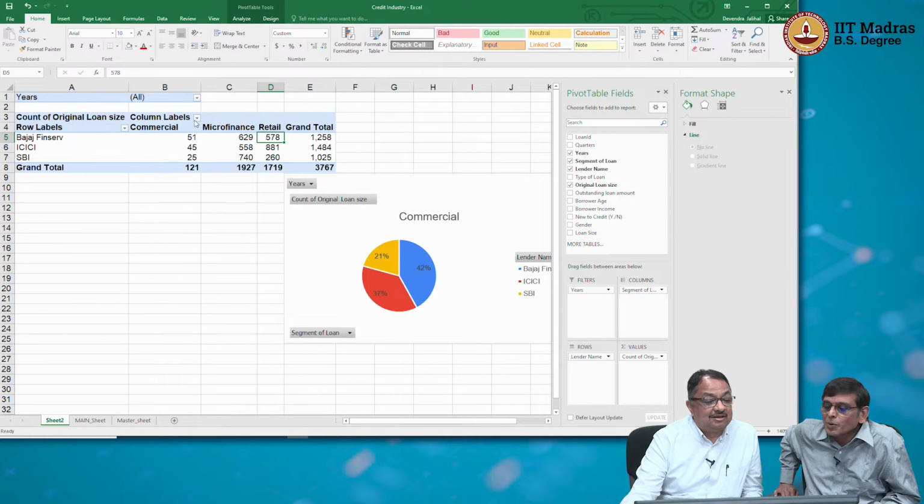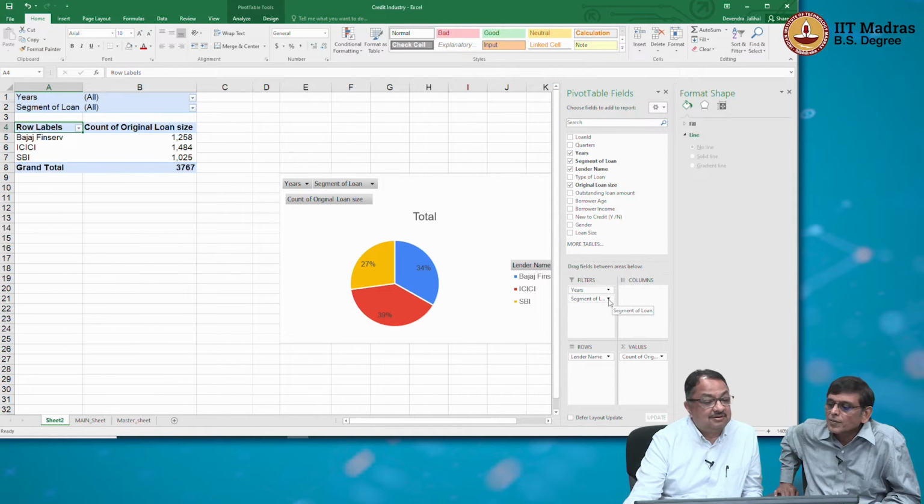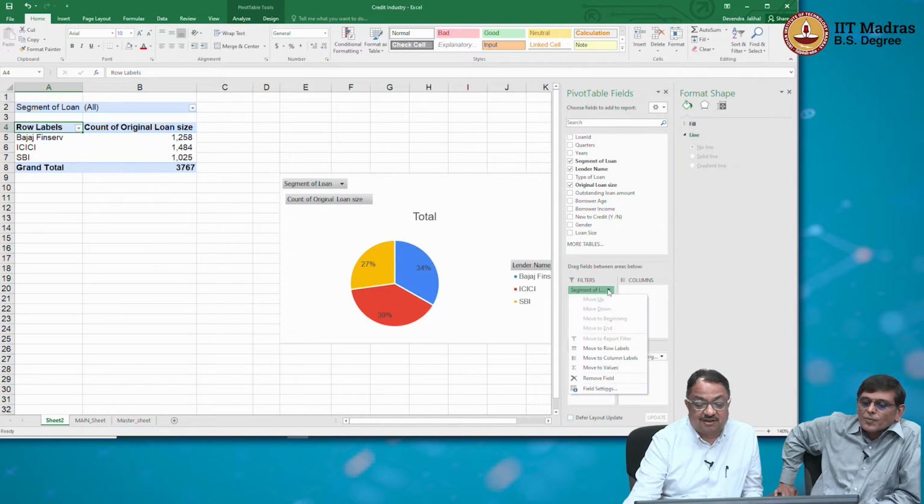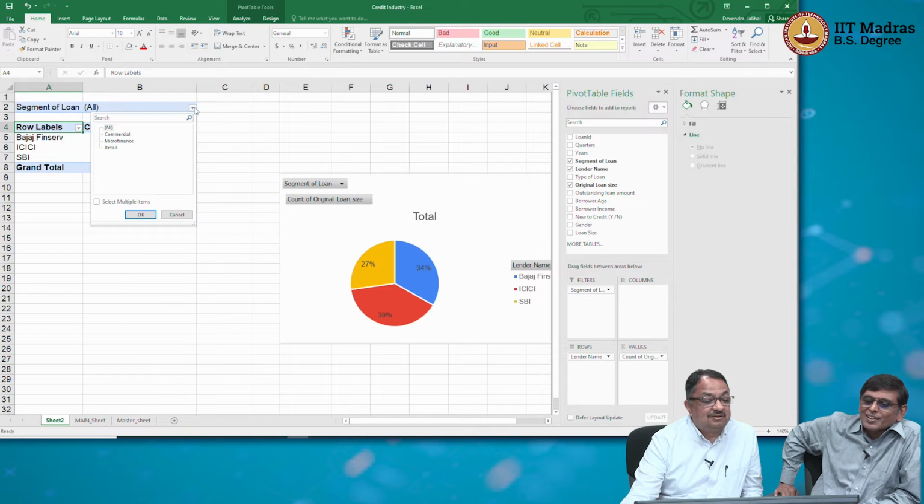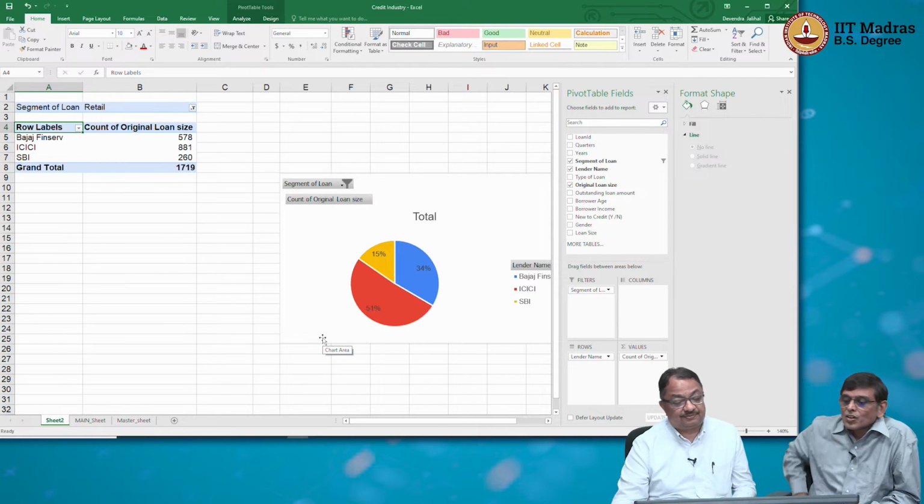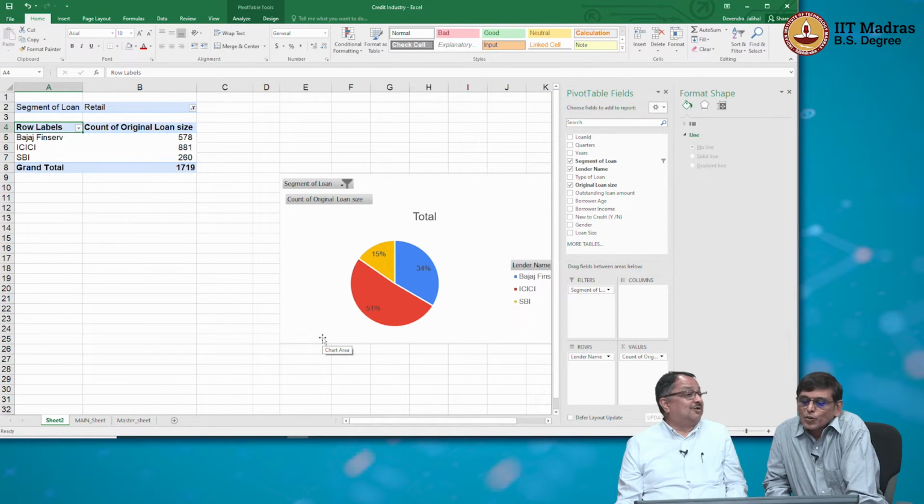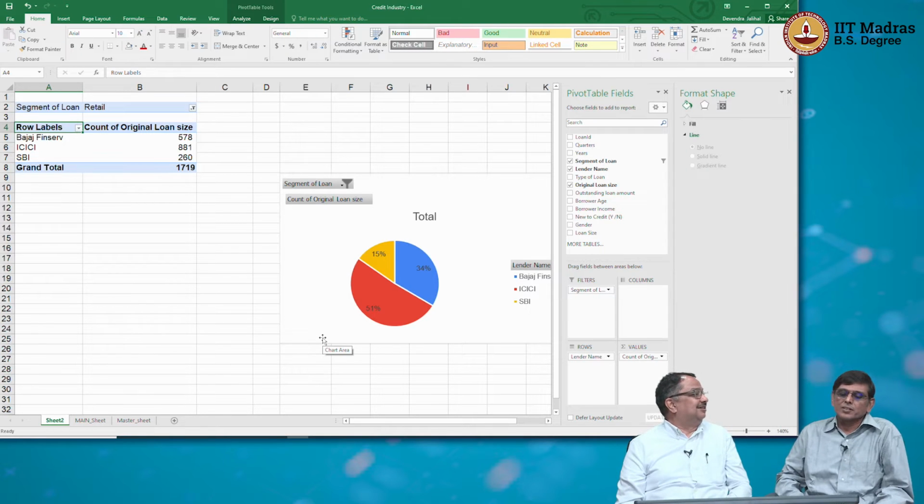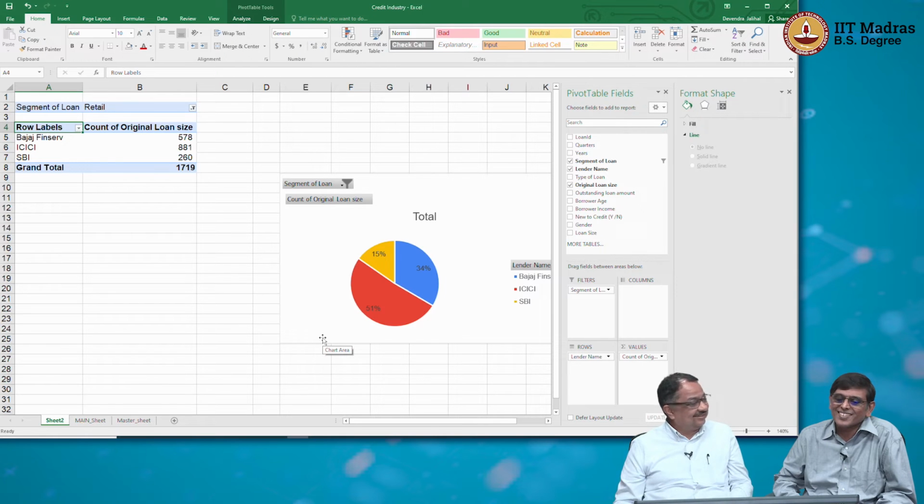You want retail, no? What is simpler is if I move this segment here. Years we don't need. You made a filter out of segment. Yes. So now we'll just say retail. So 51% of all retail loans are coming from ICICI Bank. That bank is completely focused on the retail segment. That is their strategy. You can see the difference in strategy.